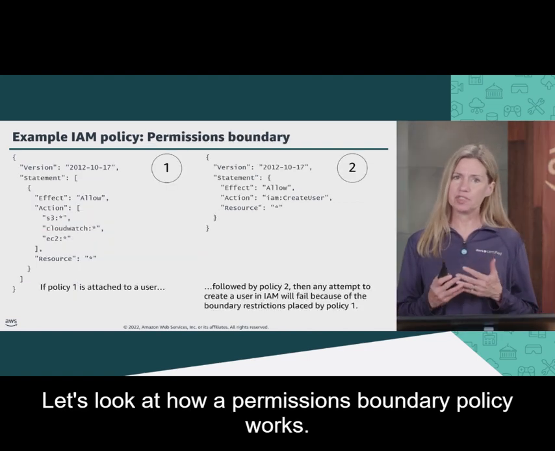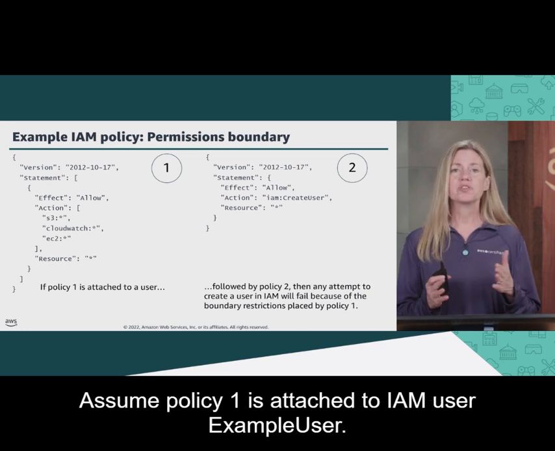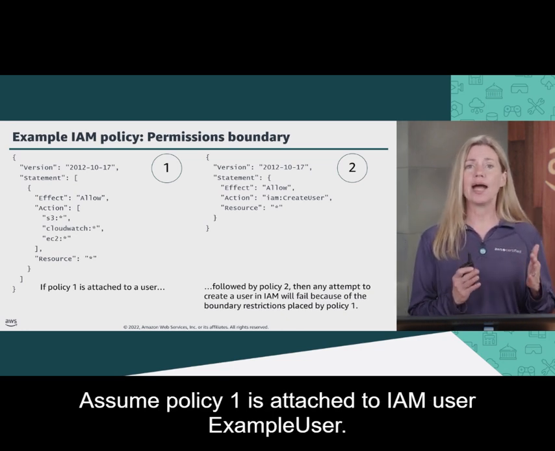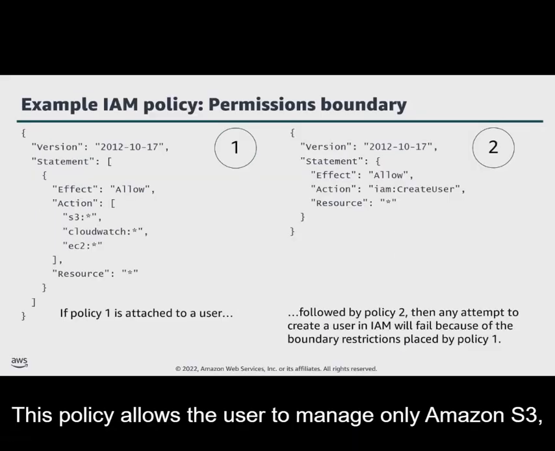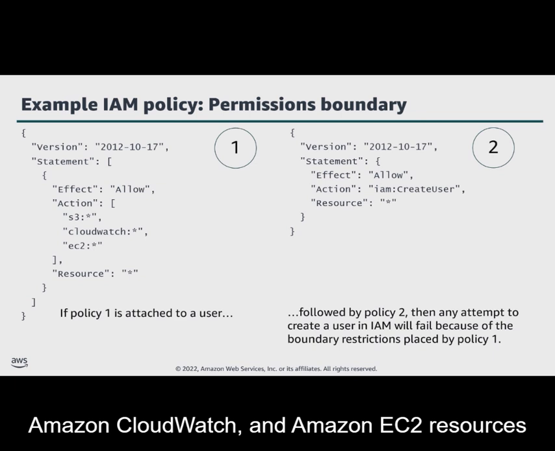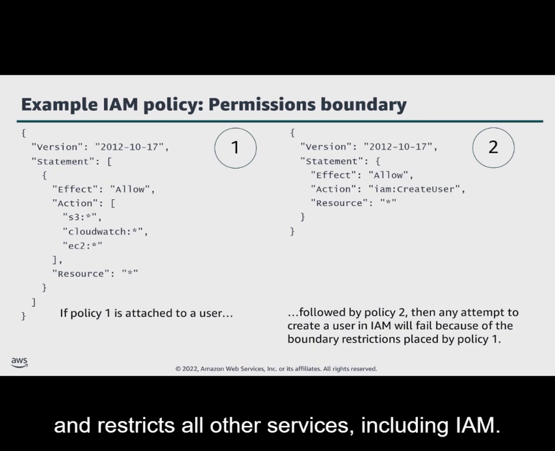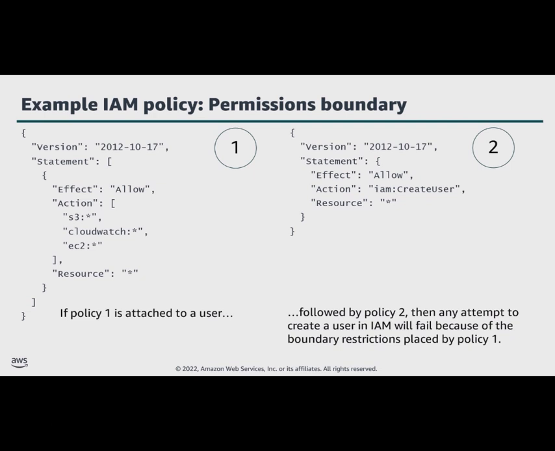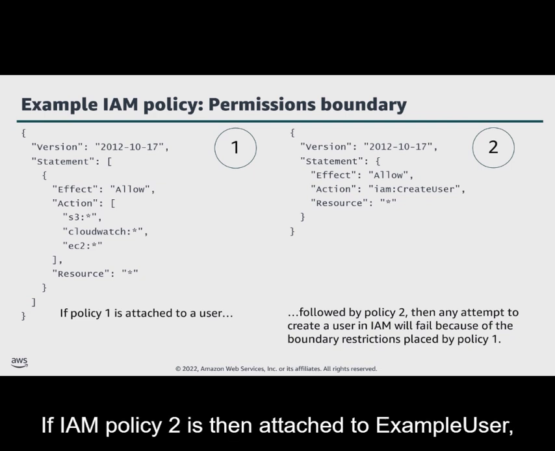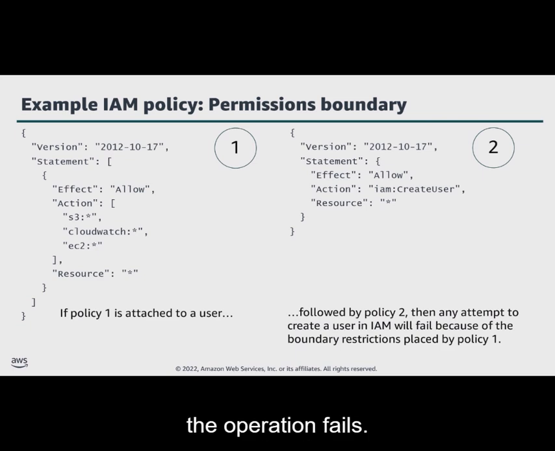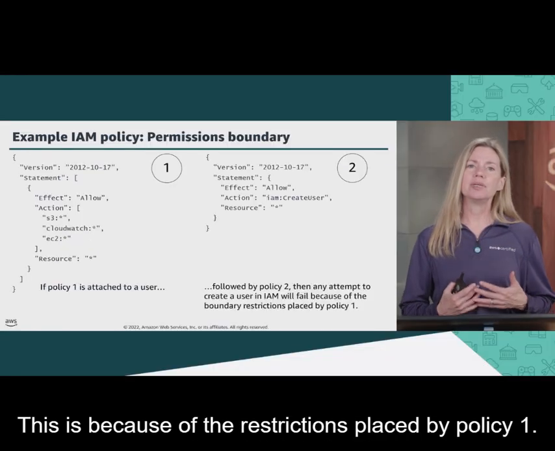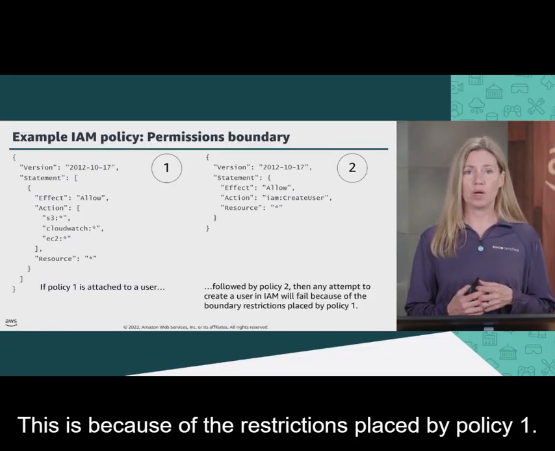Let's look at how a permissions boundary policy works. Assume policy 1 is attached to IAM user example user. This policy allows the user to manage only Amazon S3, Amazon CloudWatch, and Amazon EC2 resources, and restricts all other services, including IAM. If IAM policy 2 is then attached to example user, and they attempt to perform the IAM create user operation, the operation fails. This is because of the restrictions placed by policy 1.